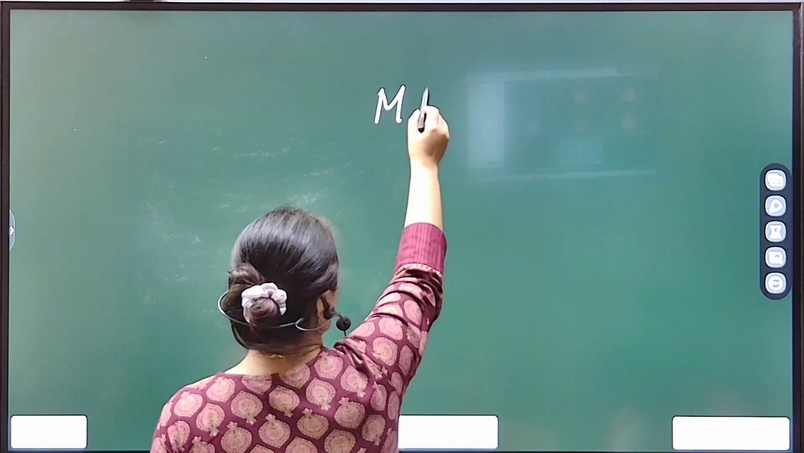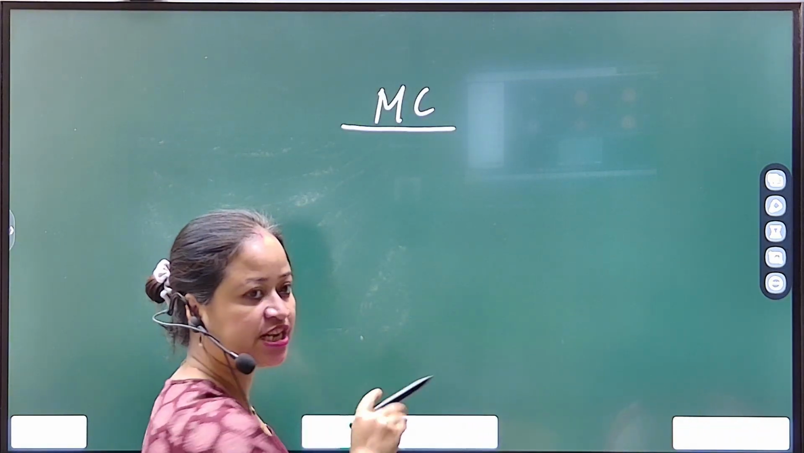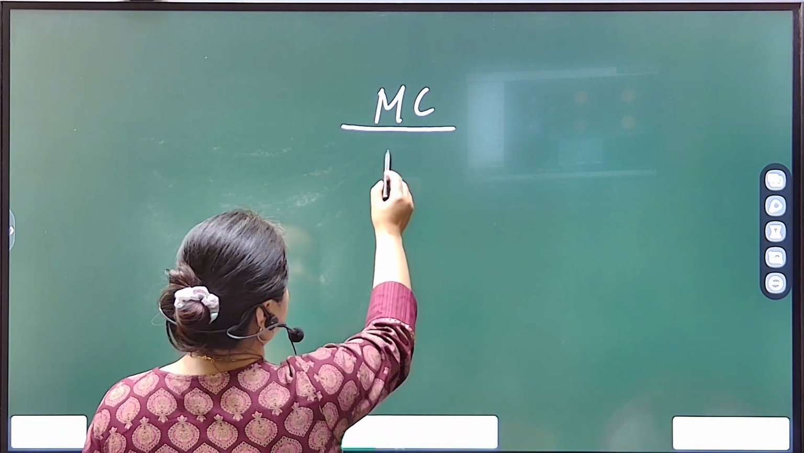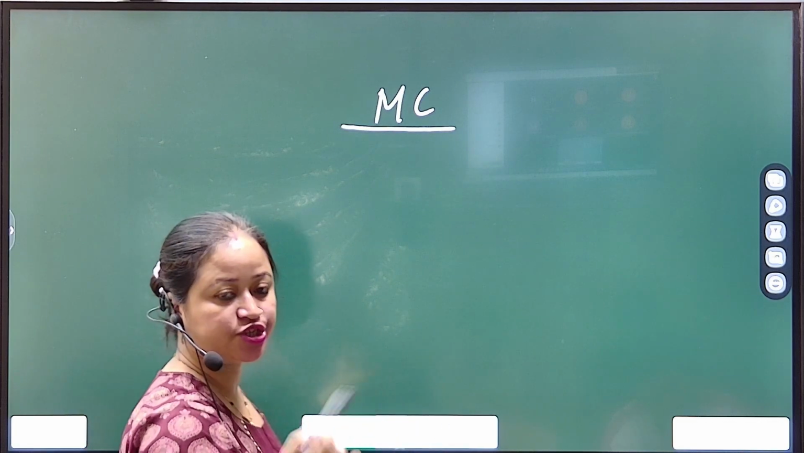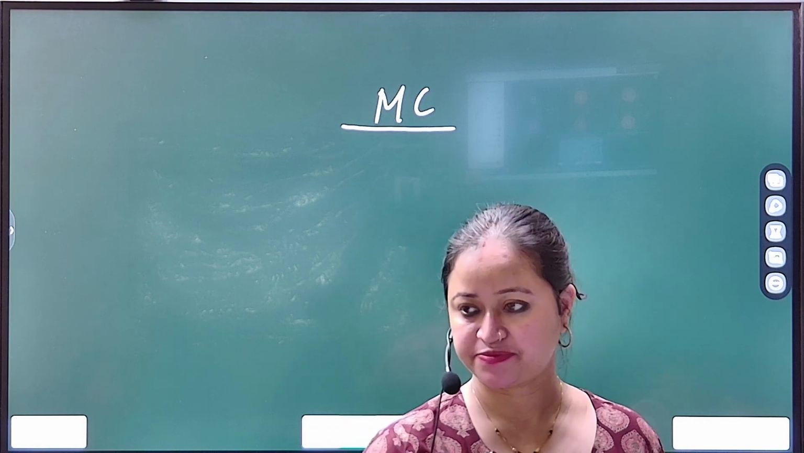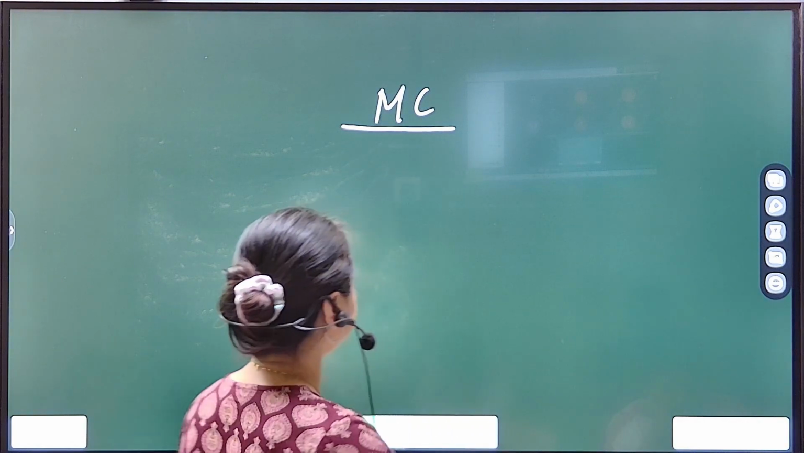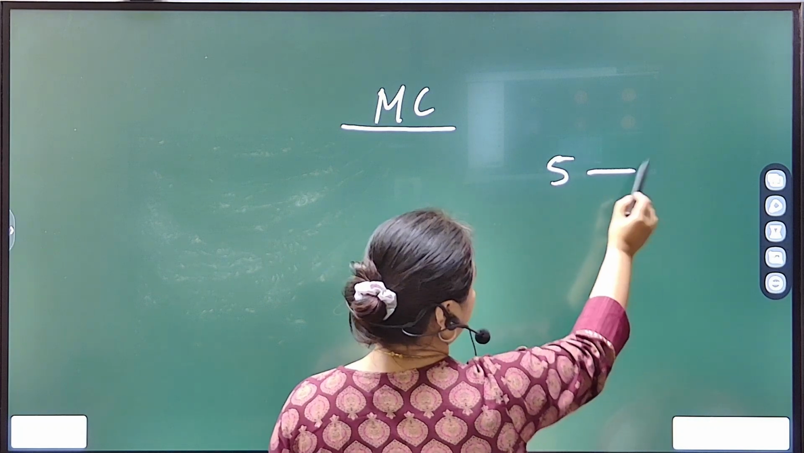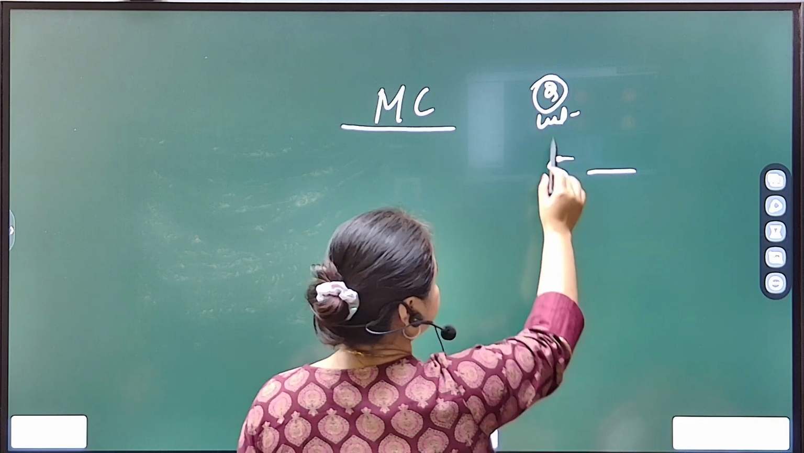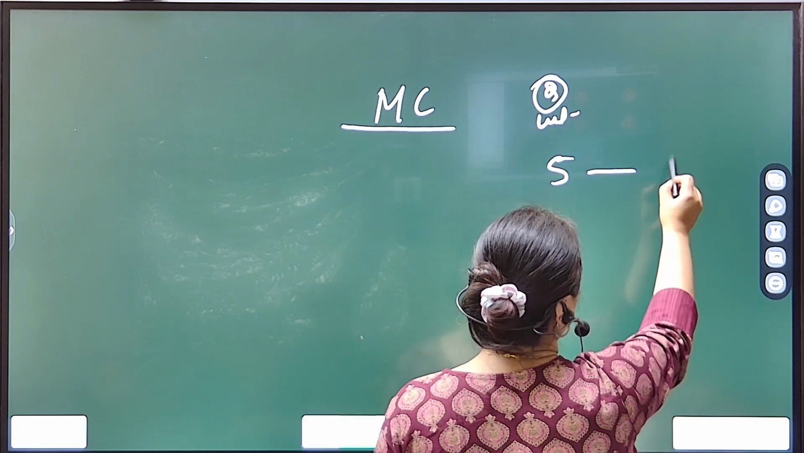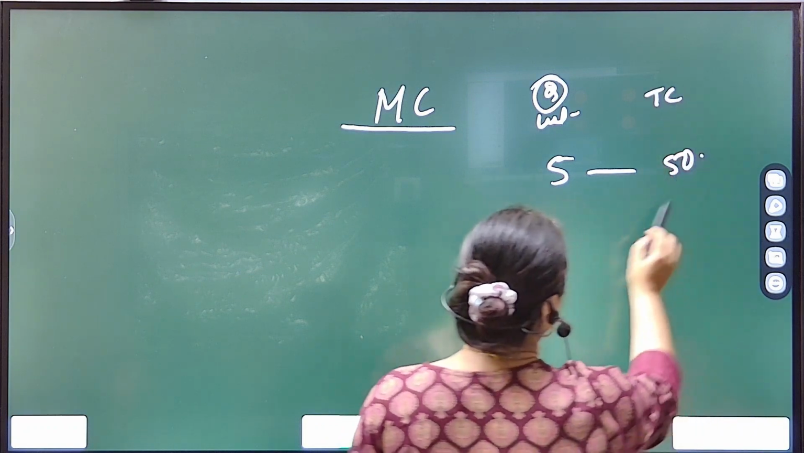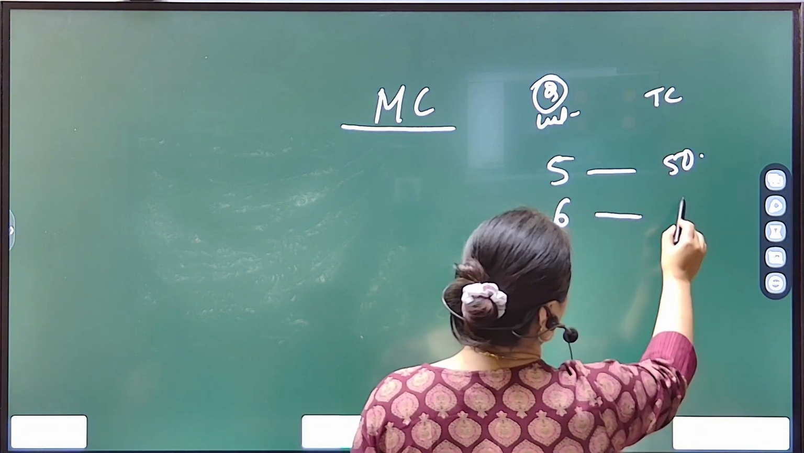Now next is your marginal cost. Okay, so marginal cost means, to produce an additional unit of output, whatever the cost is incurred. Suppose to produce 5 units, your cost is 50. Your total cost is 50, and to produce 6 units, your cost is 60.